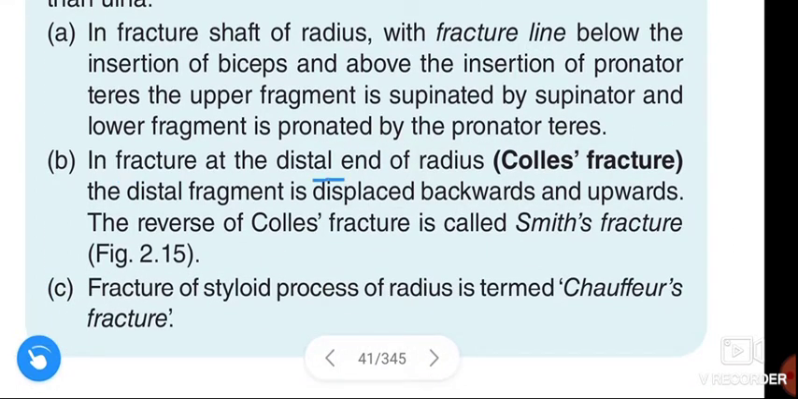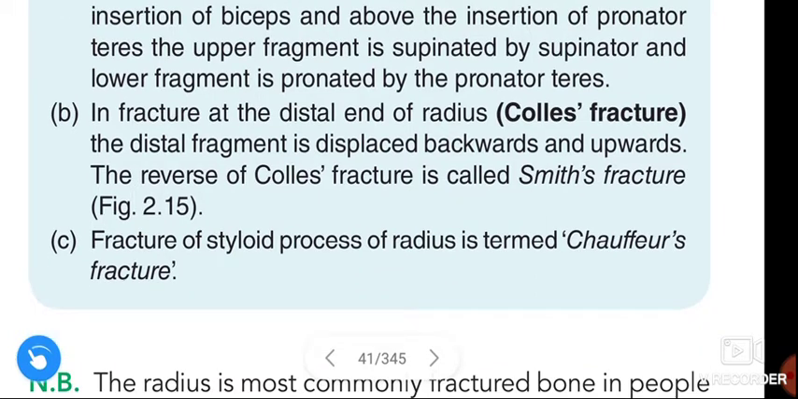In the fracture at the distal end of the radius, the Colles fracture, the distal fragment is displaced backwards and upwards. The reverse of Colles fracture is called Smith's fracture. The fracture of styloid process of radius is termed Chauffeur's fracture.